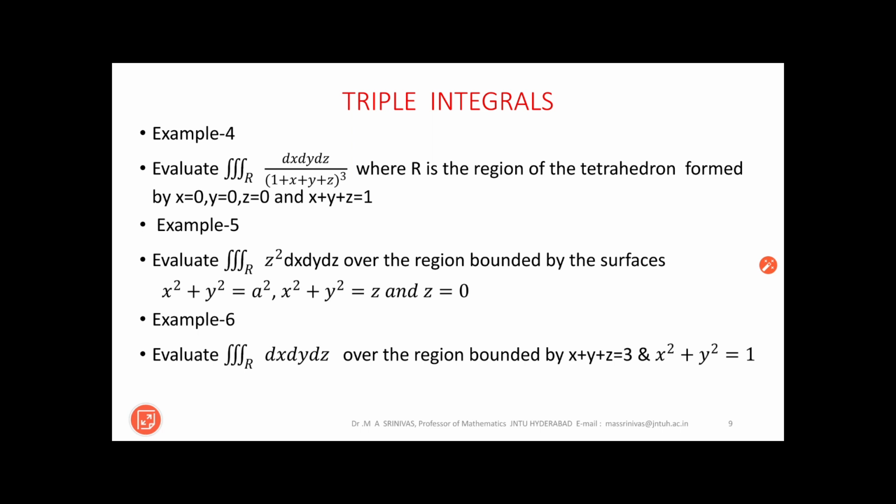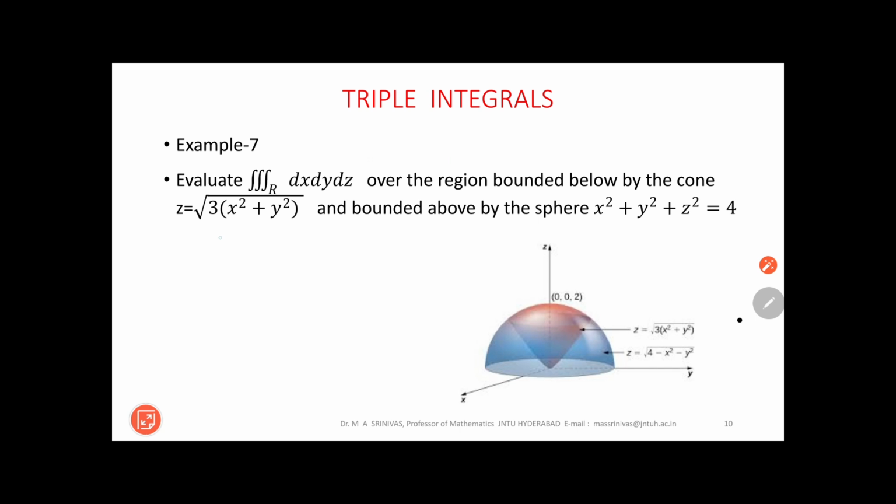You just read this example. To evaluate the triple integral dx dy dz over the region bounded below by the cone, this is the cone, and above by the sphere, x square plus y square plus z square is equal to 4. The sphere, you know, will be below the xy plane also. But here, this cone, z is equal to root over 3 times x square plus y square.